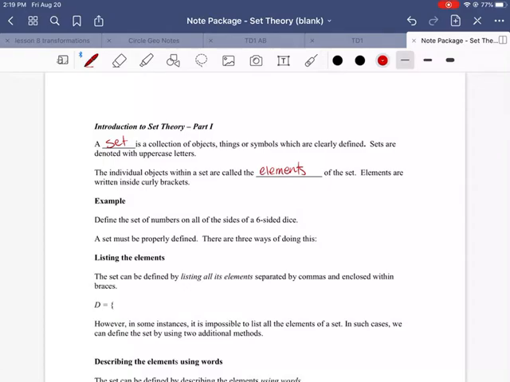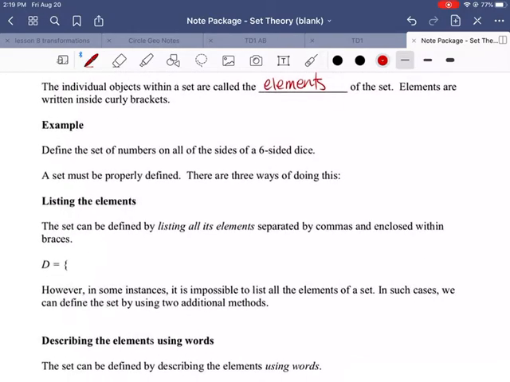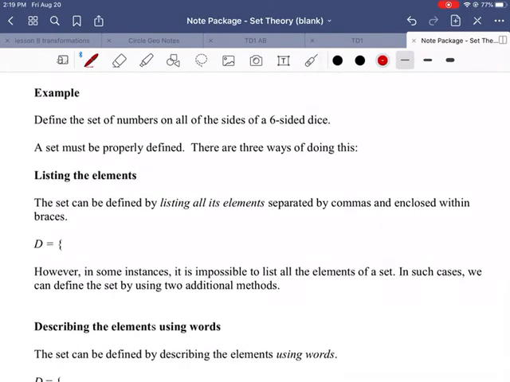A set must be properly defined. So there's 3 ways of doing this. Now we're going to list the elements. So the first thing is to list everything in here. So this is set D. Now, if we think about a dice, you're going to have the number 1, 2, 3, 4, 5, and 6 showing. All right, and all of these are the elements. Those are all the possibilities when you roll a dice.